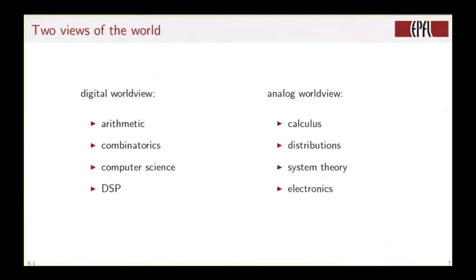Let's summarize. The digital worldview is the one of arithmetic, of combinatorics, what is usually referred to as computer science, but also the world of discrete signal processing. The analog view is a view of calculus, integrals, and so on, distributions, system theory, continuous time, analog electronics. So you can see these are two sides of a coin, because we always have to deal with one and the other when we want to process signals in the real world.